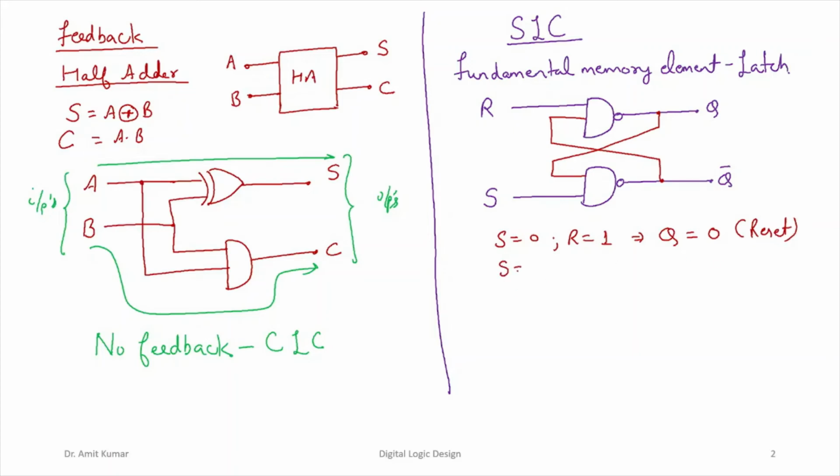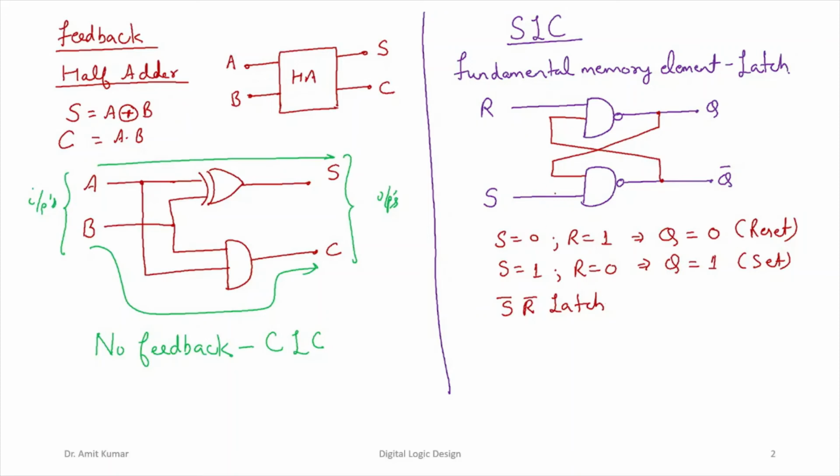If S is 1 and R is 0, the output will be set. So this particular configuration is termed as the S bar R bar latch. We also call this the S bar R bar latch.